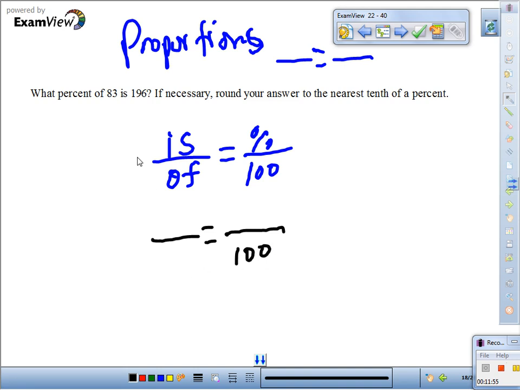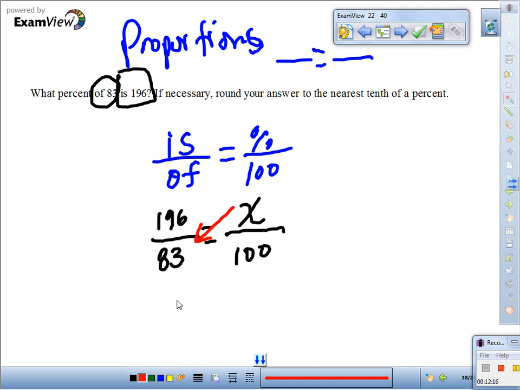All right, so let's see. What do they give us? Of 83, where does that one go? On the bottom. Is 196. That goes on top, 196. So therefore, we're looking for what? The percent. So we're going to label that X. Does it come back? Yes? Yes, Mr. Q. All right, good. Cross multiply. This is 83x equals 19,600. Lastly, we divide by 83.